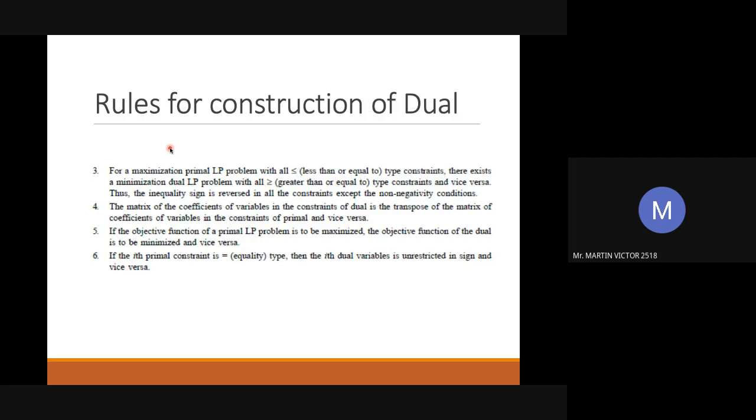Okay. Now, if the objective function of a primal LP problem is to be maximized, then the objective function of the dual will be minimized. So that we have already seen. So in a given problem, if the primal is maximized, then the dual will become minimized. Okay. Then if the ith primal constraint is equal type, then the ith dual variable is unrestricted in sign and vice versa. So whenever we are having some equality type, this rule exists there.